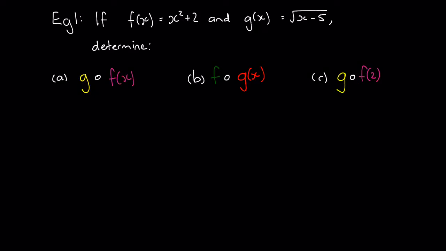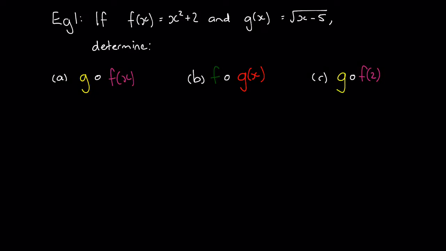Right, so look at example 1. If f of x is equal to x squared plus 2, so that's a parabola, and g of x is equal to root x minus 5, that is half a parabola on its side, which you will get to at a later stage, determine a, g of f of x, b, f of g of x, and c, g of f of 2. Now, just to show you some notation, you will see that sometimes, if we look at a, they will show this in a bracket. So it'll be g of f bracket and then bracket x. It means the same thing when it has those brackets around the g of f.